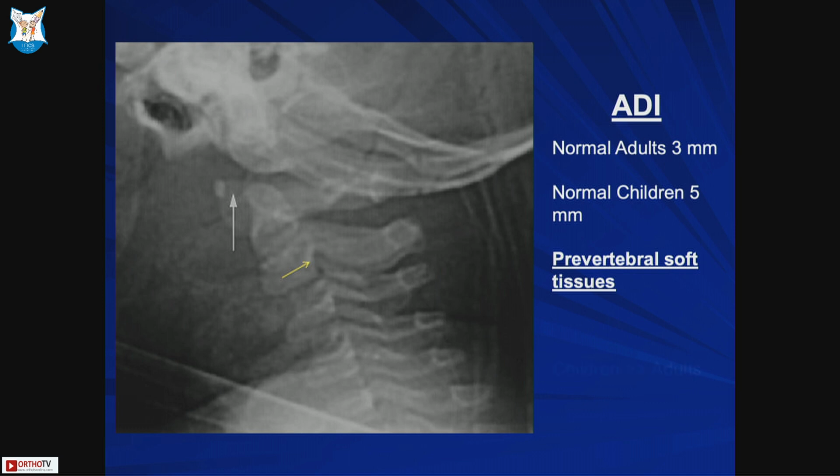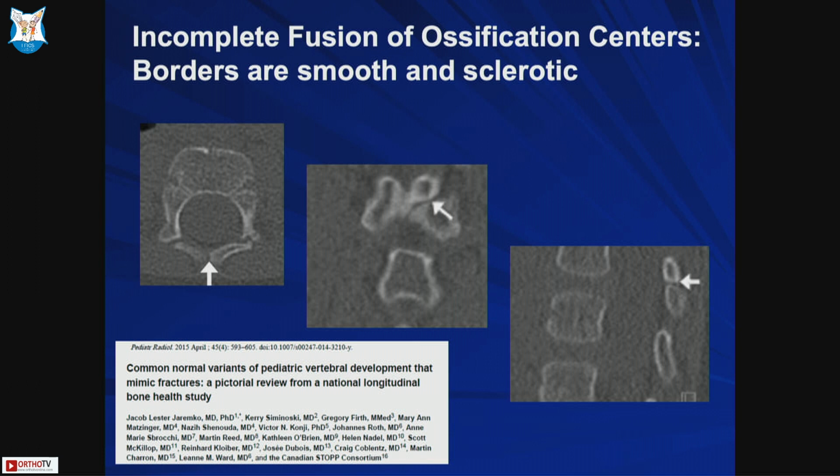And then there are prevertebral soft tissues, which are more in children as well. So in adults, when we have prevertebral soft tissues, that indicates some pathology, maybe collection of blood or pus or something, but not in kids. These are normal prevertebral tissues.